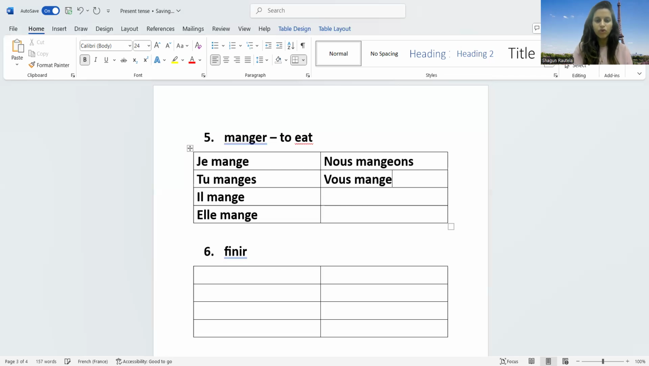Moving on to our right side, it's a GER verb, so it will be EONS. With vous, mangez, and ils/elles plural, mangent. It's not pronounced mangent, it's mange. The ENT we never pronounce in the verbs. Okay, so mange. Manger is to eat.